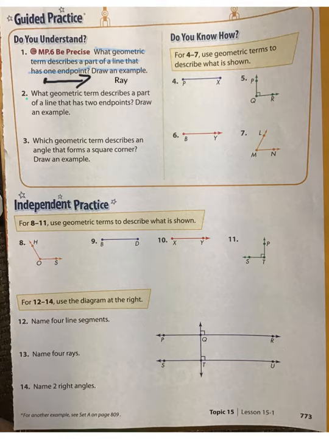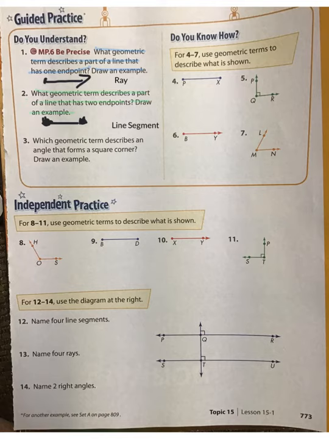Number 2, what geometric term describes a part of a line that has two endpoints? Draw an example. I drew one for you. The endpoints look a little funny, but it's hard to draw with the stylus, and it is called a line segment. And then we have our last one on this side.